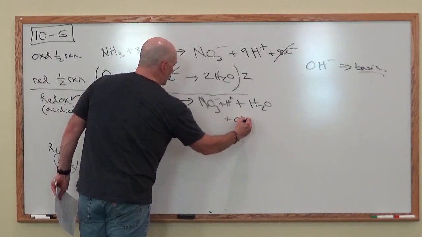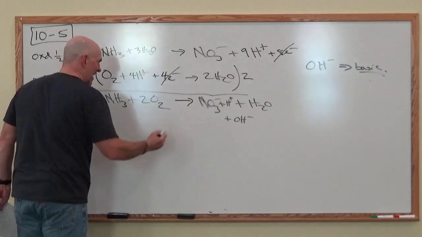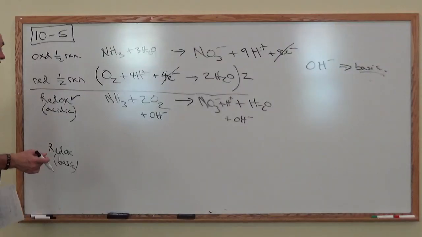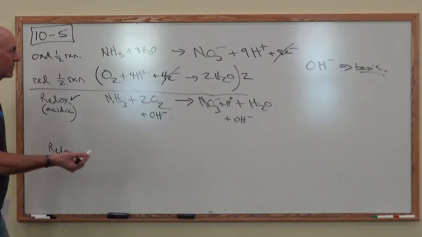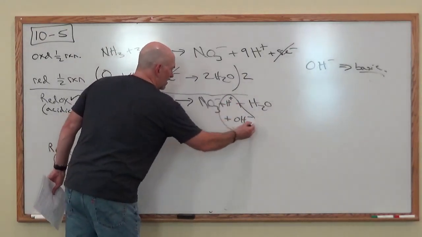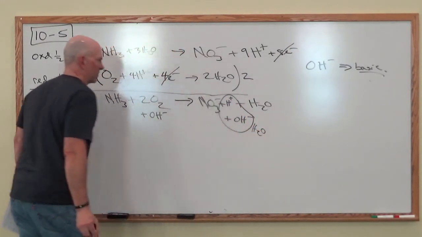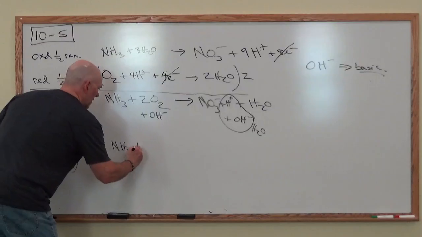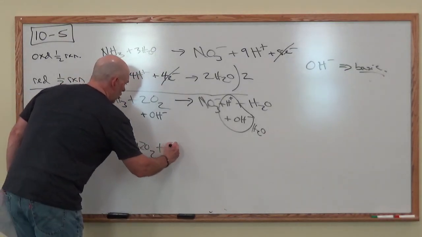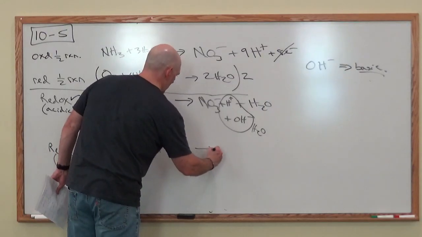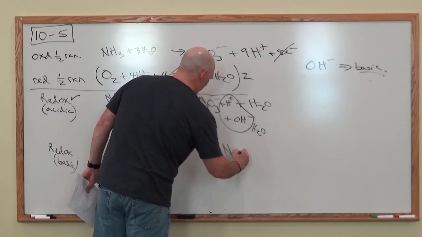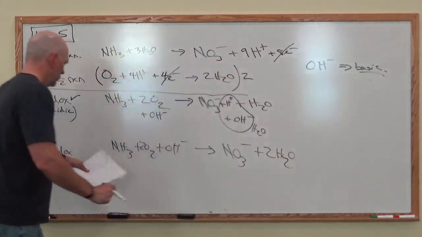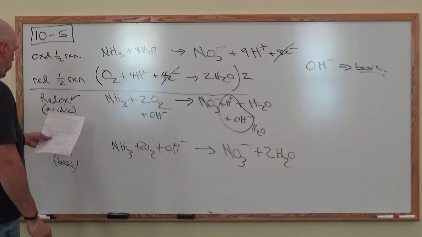So I'm going to add an OH minus to this side. But if you do that to that side, you have to do it to this side as well. Okay, just conservation of matter. So the final answer you end up getting, and then these two simply become another water. It's just acid-base neutralization. So in a basic solution, it's ammonia plus 2 oxygens plus OH minus goes to NO3 minus plus 2 waters. Check my notes. Yep.